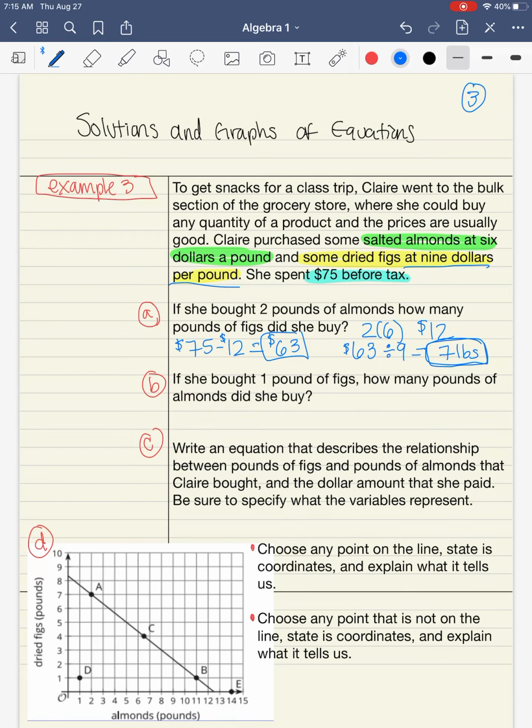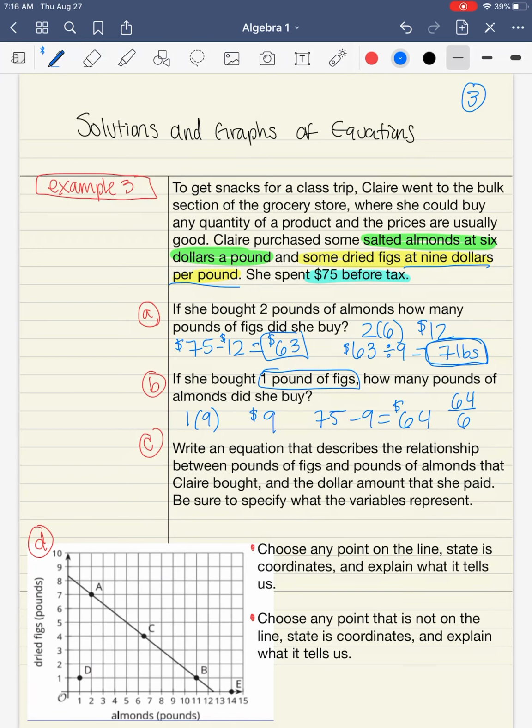Part B, if she bought 1 pound of figs, how many pounds of almonds did she buy? Well, 1 pound of figs cost $9, so she spent $9 on figs. So then let's figure out how much she spent on almonds. So she spent this much on almonds. And almonds cost $6 a pound. So we might do 64 divided by 6.